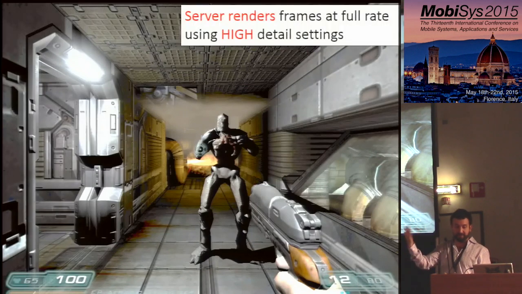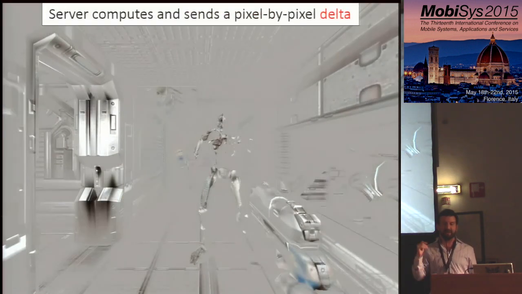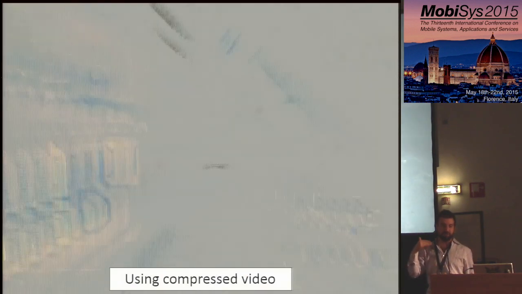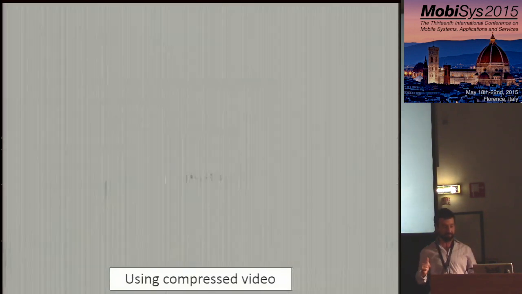So the server will render this version, and in addition, it will render the same version that the client was doing. So we will have high and low. With these two versions, the server can do a pixel by pixel delta that will represent most of the details that we missed. Take a look at the door. All the carvings, all the shadings are there. And this delta is going to be sent as compressed video. And it turns out that these deltas compress really well.